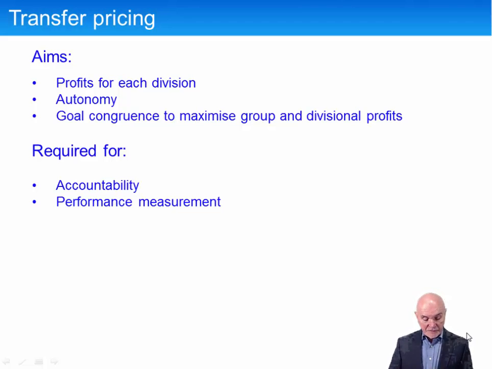You need transfer prices for accountability. If you didn't have transfer prices, it could be difficult to know where the costs actually lie, who is responsible for certain costs and certain events. And the second reason is performance measurement. If the division which received goods in effectively received those free of any sort of a charge, it's going to make massive profits. And it's going to look very good.